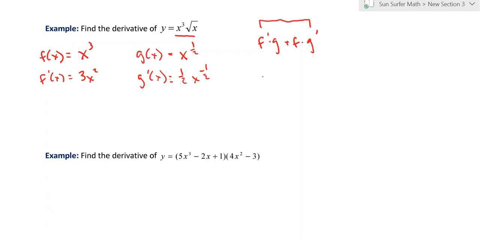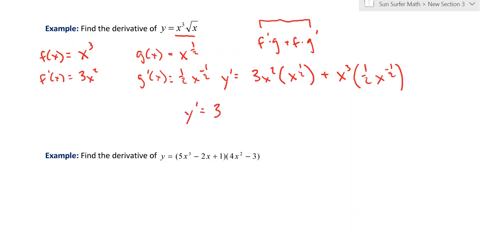So f prime is 3x squared, and that's being multiplied by g, which is x to the 1/2, plus f, which is x cubed, which is being multiplied by g prime, which is 1/2 x to the negative 1/2. And that is the derivative. That would be y prime, but unsimplified. So let's simplify that now.